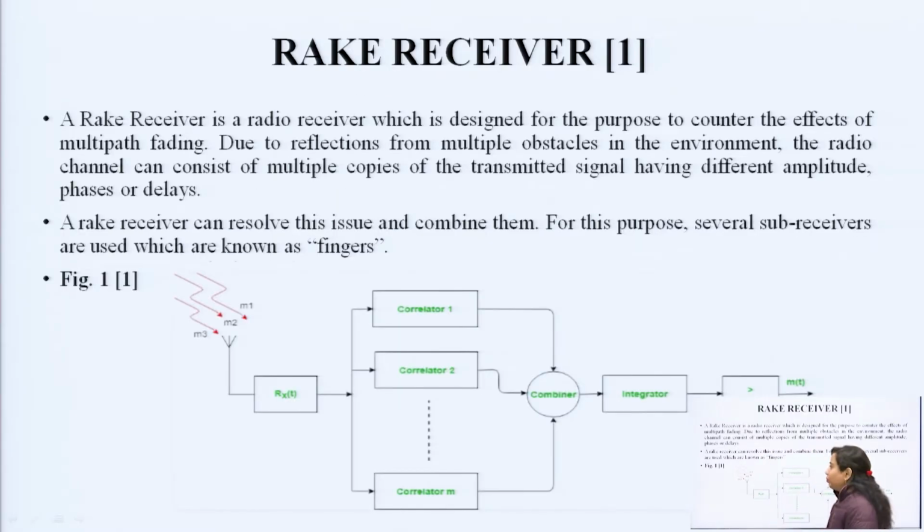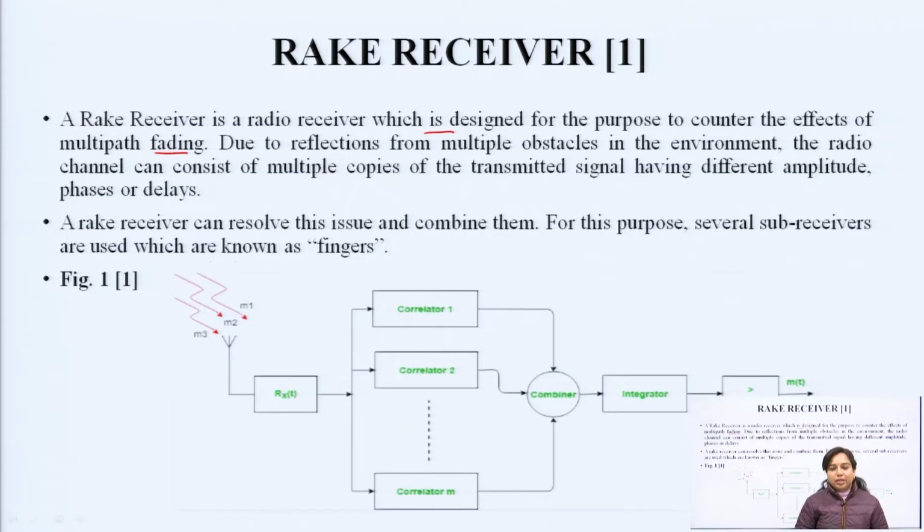Now, first we will begin with what a Rake Receiver is. A Rake Receiver is a radio receiver designed to counter the effects of multipath fading. Now, what is multipath fading? There are multiple objects in between the transmitter and receiver, because in practical applications no direct line of sight exists between the transmitter and receiver.